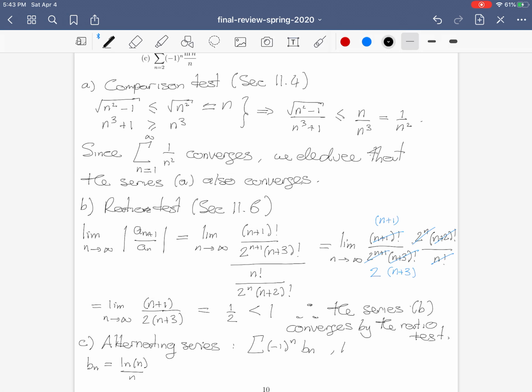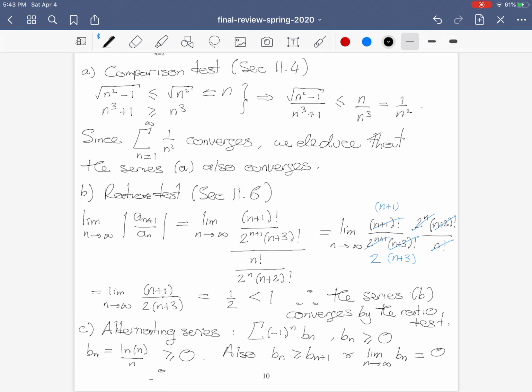I should be clear here, it's an alternating series if the b_n are greater than or equal to 0. So in our case, the terms are ln n divided by n. These are certainly greater than or equal to 0. Also, b_n is greater than or equal to b_{n+1}, so these terms are decreasing. And the limit as n tends to infinity of b_n is equal to 0. So therefore, the series converges by the alternating series test.